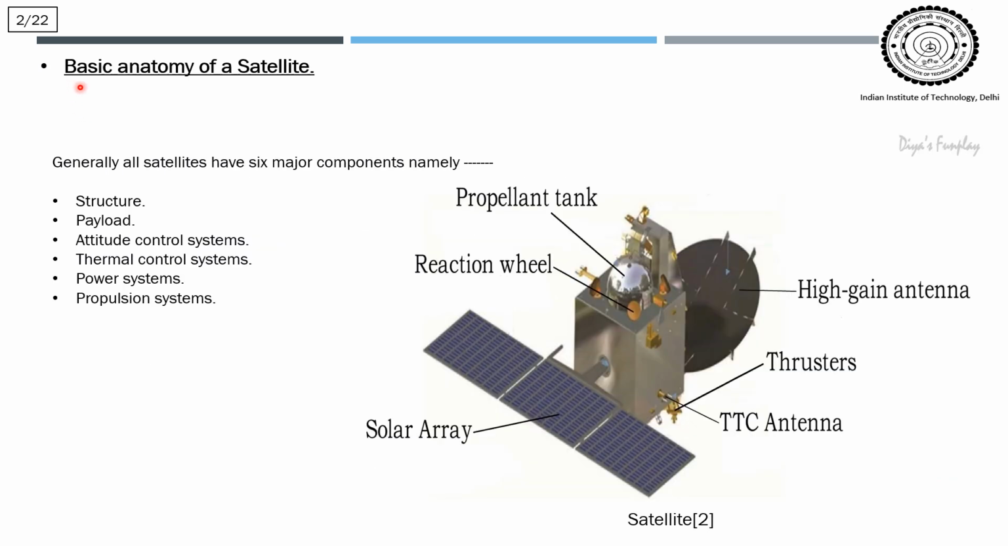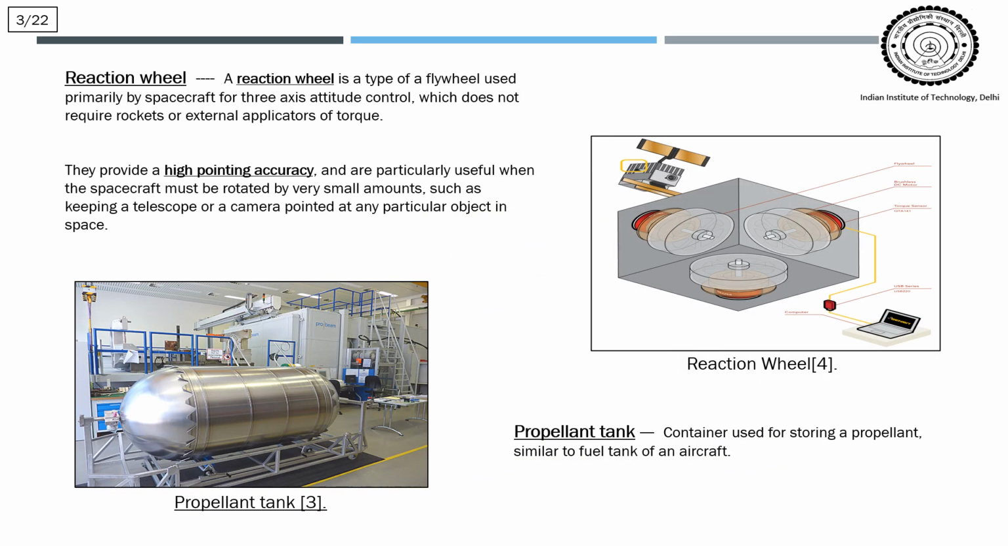Now, the basic anatomy of a satellite. A satellite has 6 major components generally: structure, payload, attitude control system, thermal control system, power system, and the propulsion system. And in the adjacent figure we can see a satellite with propellant tank, reaction wheel, TTC antenna, thrusters, high gain antenna, and an array of solar panels.